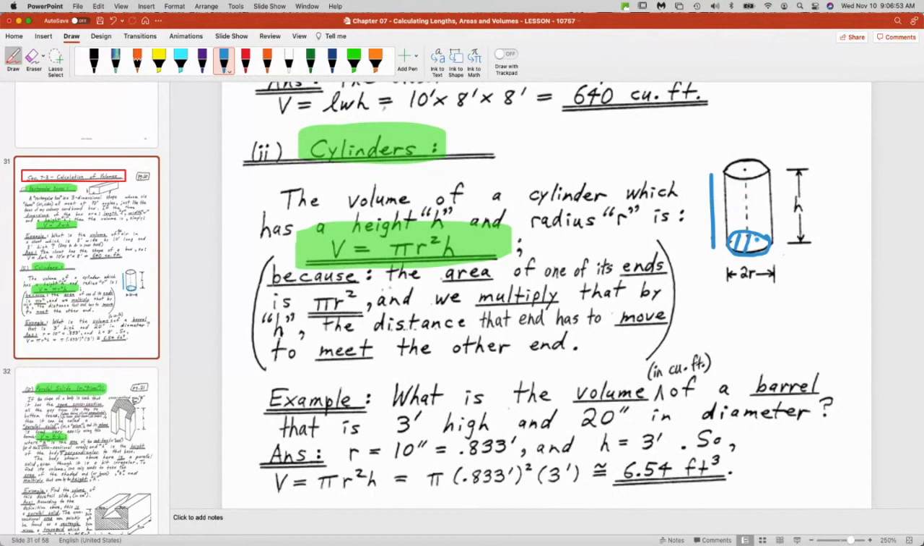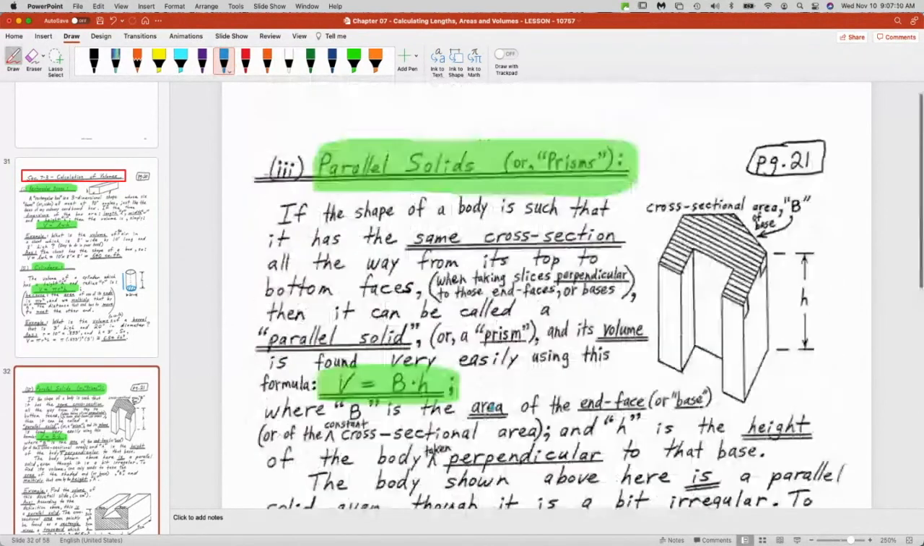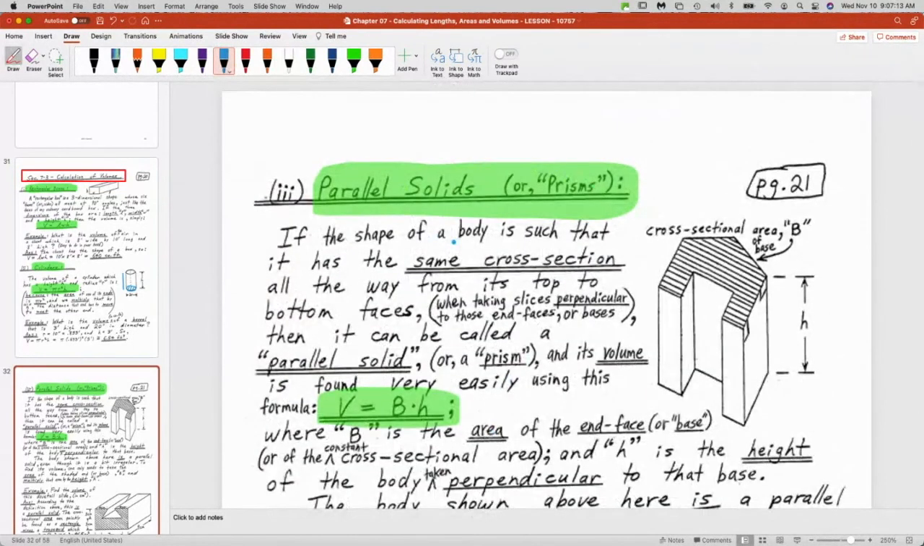This area here, if it's not a circle, you can still find the volume using a similar approach, because ultimately any cylinder belongs to a larger family of shapes called prisms. So here's a prism. A prism, or a parallel solid, is an extension of cylinders, and it covers cylinders, but any other shape that has the following property. It has a cross section that doesn't change, so as you go up and down through the volume, the cross section remains the same.